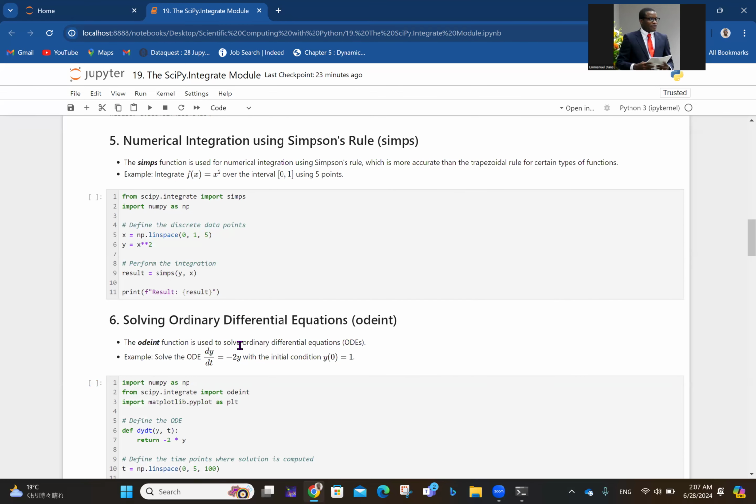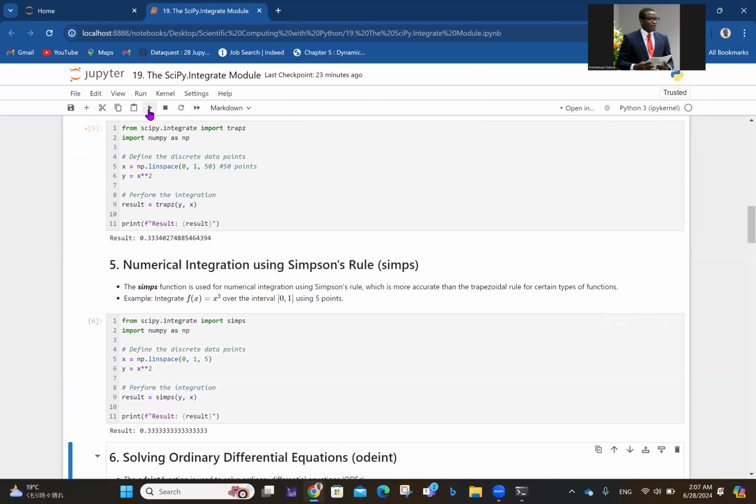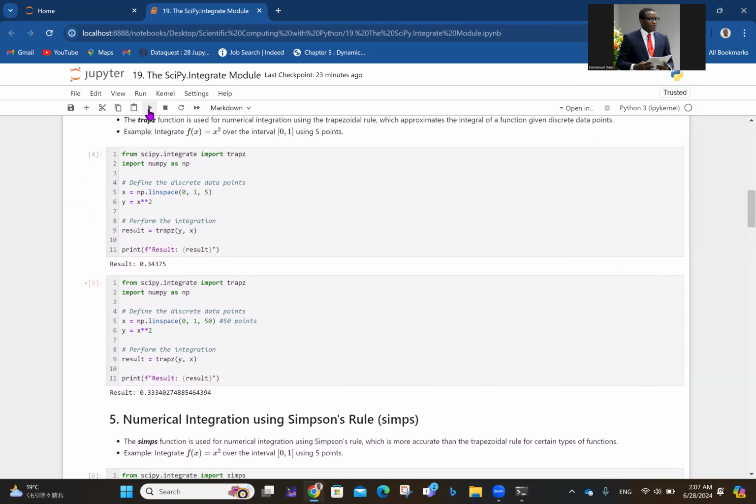Okay, so now let's solve the same problem using numerical integration with Simpson's rule. Generally, Simpson's rule is usually more accurate. So let's see. The simps function is used for numerical integration using Simpson's rule, which is more accurate than the trapezoidal rule for certain types of functions. So we want to integrate f of x equals x squared over the interval 0 to 1 using 5 points. Now with the same 5 points, you see the result is 0.33333.